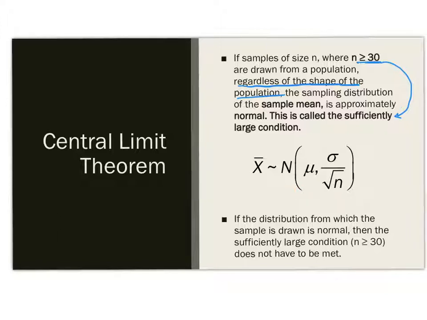This also works if the sufficiently large condition doesn't have to be met. If the distribution that we're drawing samples from is normal, such as in our previous example in sampling distributions, the sufficiently large condition doesn't have to be met. And so here's an example of what all this means.